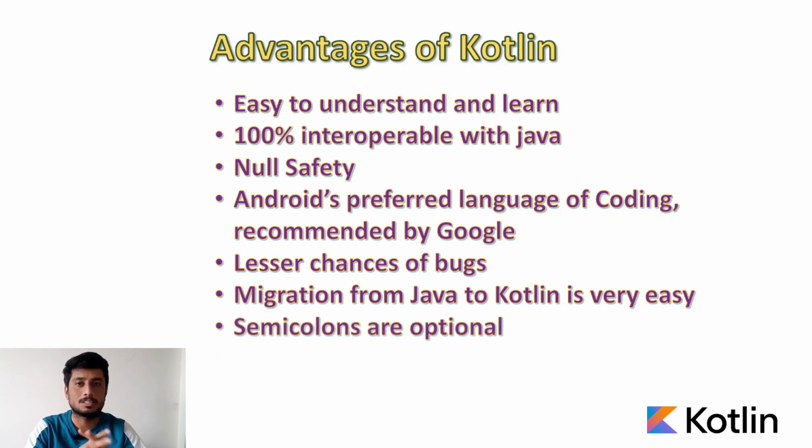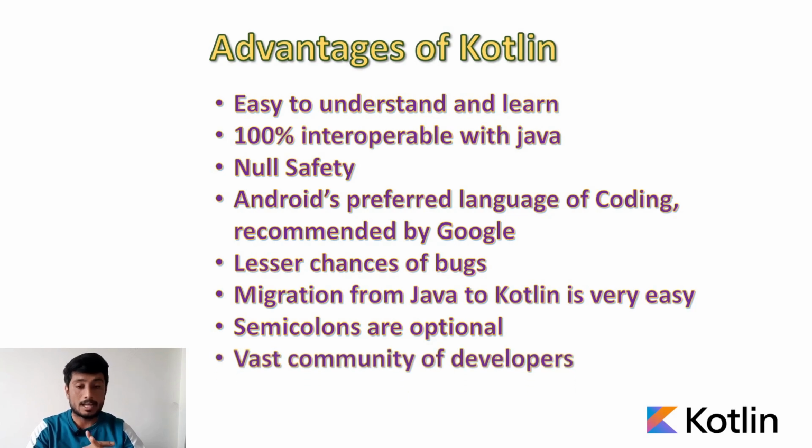Another one is that semicolons are optional in the Kotlin programming language. In Java, you have to end every statement with a semicolon, but in Kotlin, semicolons are completely optional. Another feature is that it has a vast community of developers. If you have had some problem with Kotlin, or you are stuck on some code, then you can search for the solution, and you will get a lot of solutions from other experts who are developing their applications in the Kotlin language itself. You can also find solutions on Stack Overflow related to the Kotlin programming language. So it has vast community support.